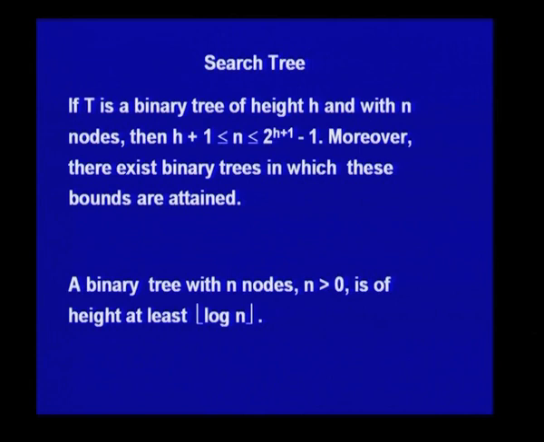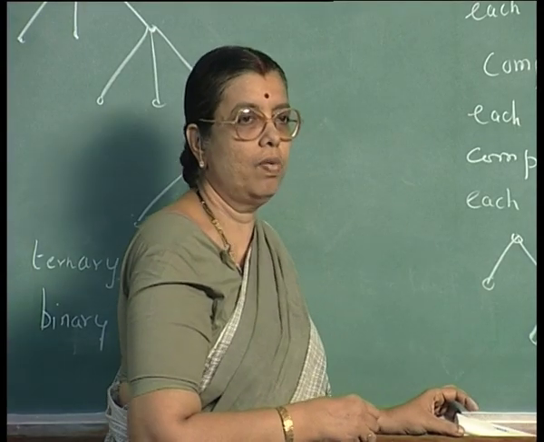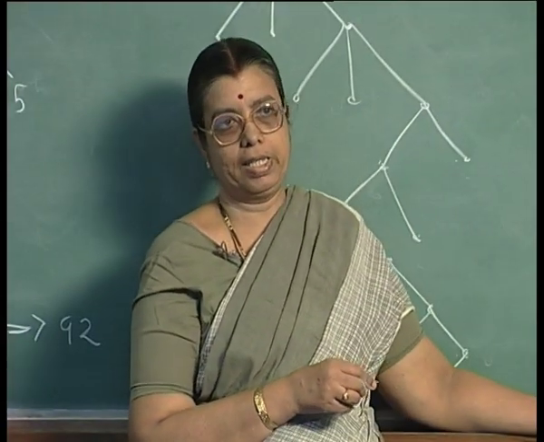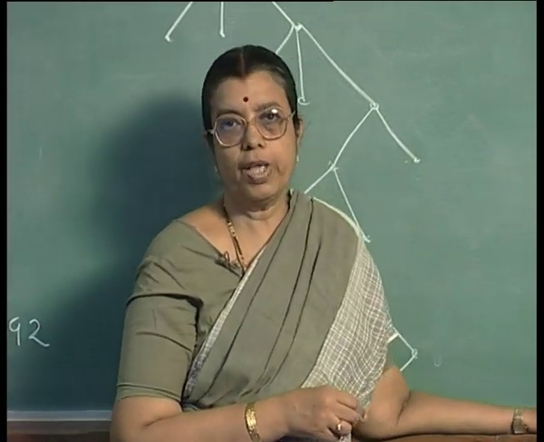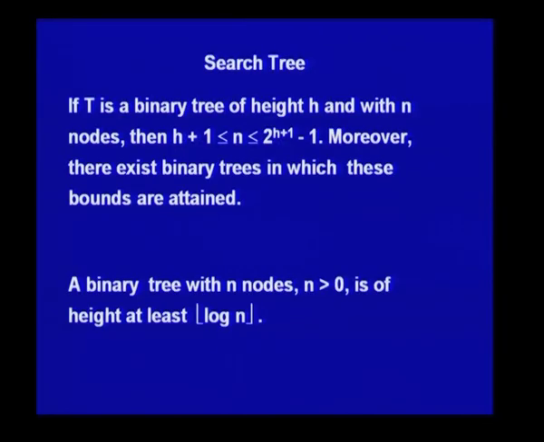So, binary trees are very much used for search purposes. Ternary trees are also used. Let us see how we can use binary trees as search trees. Before that, what can you say about the height of a binary tree? Some results about the height of the binary tree. If T is a binary tree of height h and with n nodes, then n is between h plus 1 and 2 power h plus 1 minus 1. Moreover, there exist binary trees in which these bounds are attained.